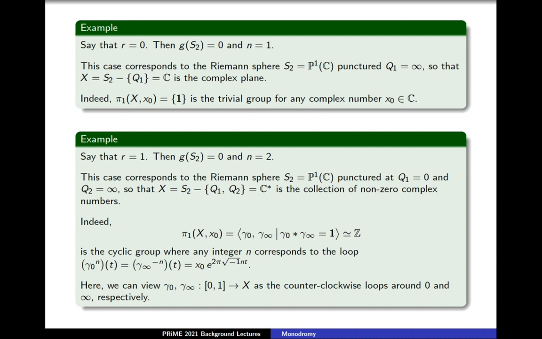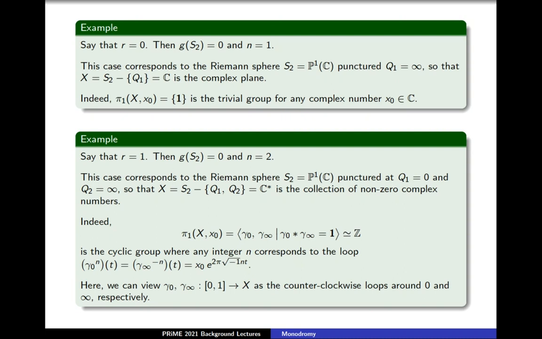Okay, now let's consider a second example with r is 1. Now genus of S2 is 0, and now little n is 2. So now in this case, we're taking the Riemann sphere S2 is P1 of C, but now let's puncture at 2 points. So one point will be Q sub 1 is the point 0, and Q sub 2 is the point of infinity. So now X, which is the complement, S2 minus Q1, Q2, is, well, we puncture our sphere at the point of infinity and at the point 0, and we get the collection of non-zero complex numbers.